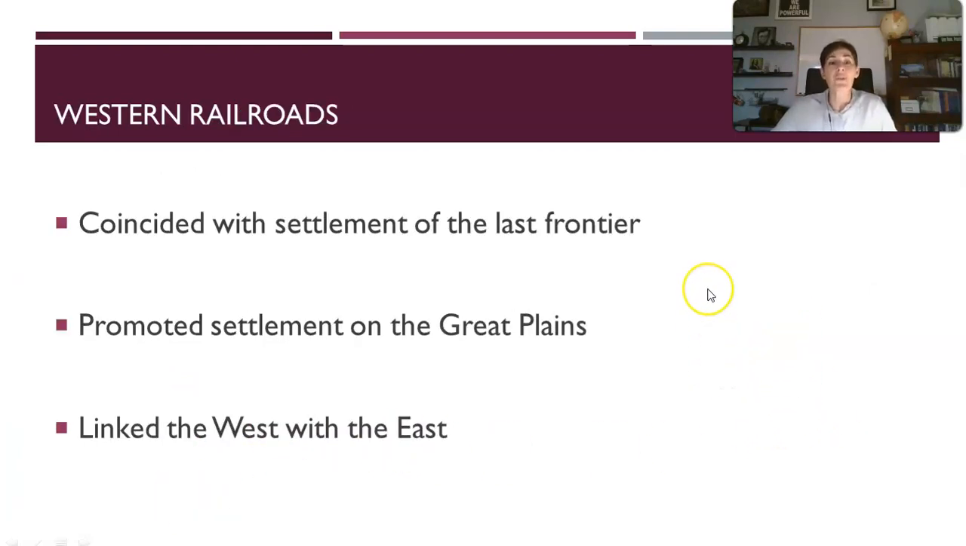Okay, Western railroads coincided with settlement of the last frontier. What does that mean? That means that we completed our settlement of the West because of railroads. Railroads made the completion of settlement possible. They promoted a lot of settlement on the Great Plains to expand into the country and link the West with the East. So Western railroads are going to be really important for enhancing our industrial prowess.